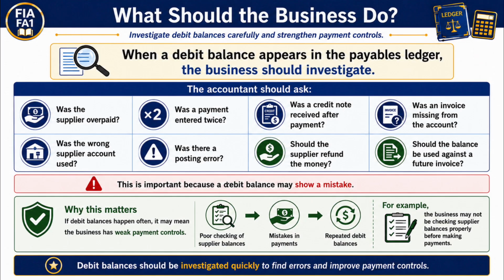Why this matters for control: a debit balance in the payables ledger is not automatically wrong. Sometimes it is correct, but it is unusual. Because it is unusual, the business must check it. This is part of good internal control. Internal control means the procedures used by a business to prevent errors, detect mistakes, and protect money. If the business pays suppliers without checking balances carefully, it may lose cash unnecessarily. So debit balances help the accountant identify possible problems.